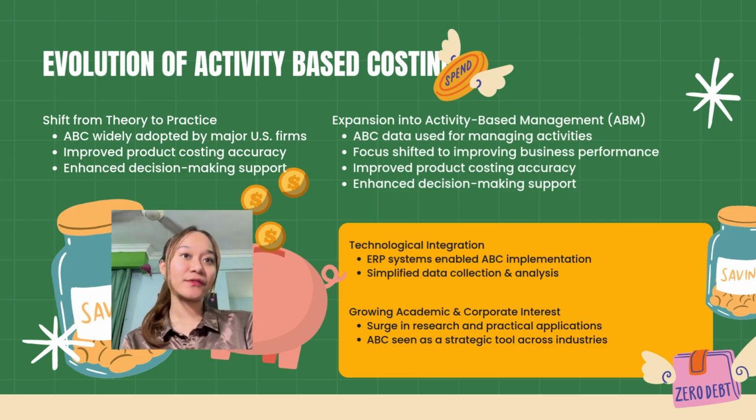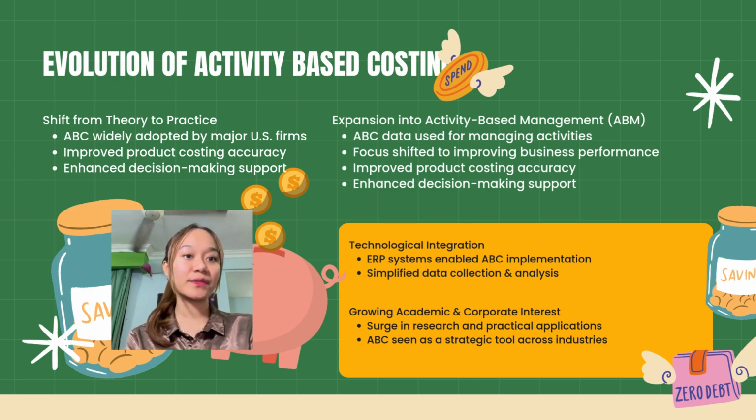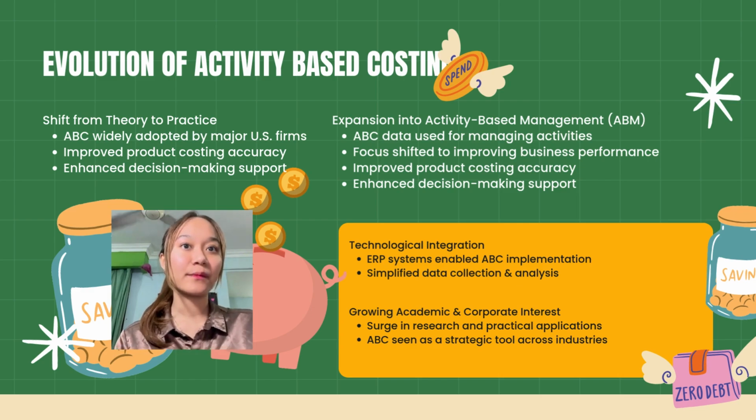Another important factor behind the growth of ABC in the 1990s was technology, especially the rise of enterprise resource planning, or ERP systems. These systems made it much easier to collect and organize the large amount of data needed for ABC implementation. Finally, it's important to highlight the growing interest from both the academic world and the corporate sector during this time.